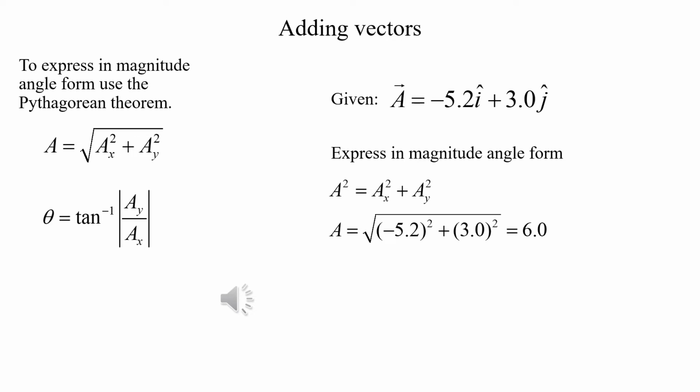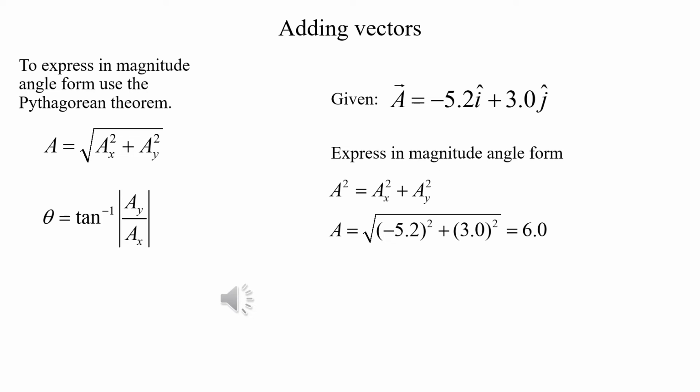Now, I can express the magnitude by applying the Pythagorean theorem. So the length of A squared equals Ax squared plus Ay squared. So A then is the square root of 5.2 squared plus 3.0 squared, and that gives me 6.0. So that vector A has a length of 6.